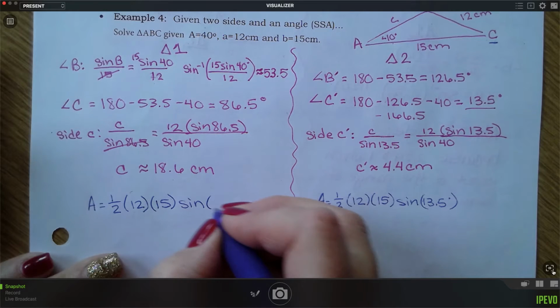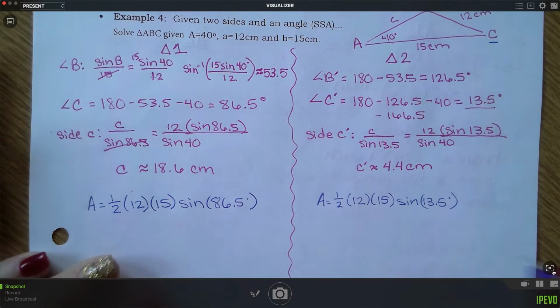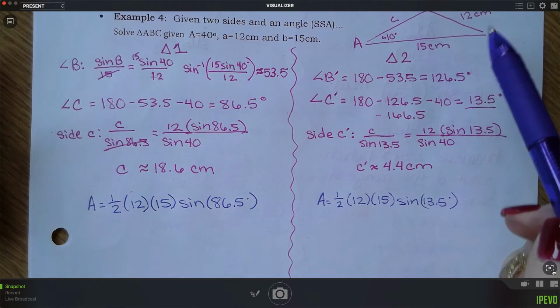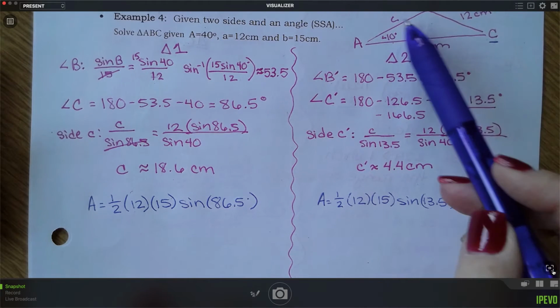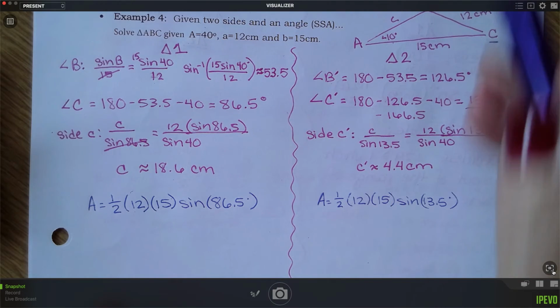86.5. Why don't we use the side one? You could. We could use the side one if you would like. As long as you don't have to use 2 things you have to find. So in this case, we can pick either. And this one we could do either one. We probably should have done one side and one angle, just to practice.